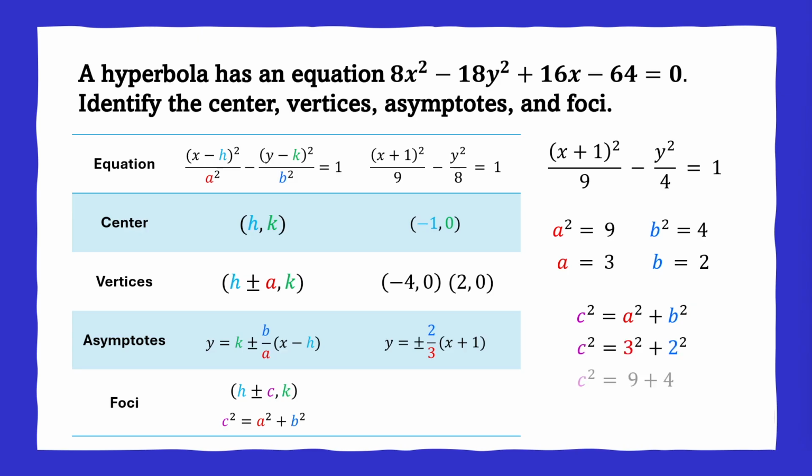Substituting gives c squared equals 9 plus 4, which is 13. So c is the square root of 13. The foci are located left and right of the center, at (-1 minus the square root of 13, 0) and (-1 plus the square root of 13, 0).